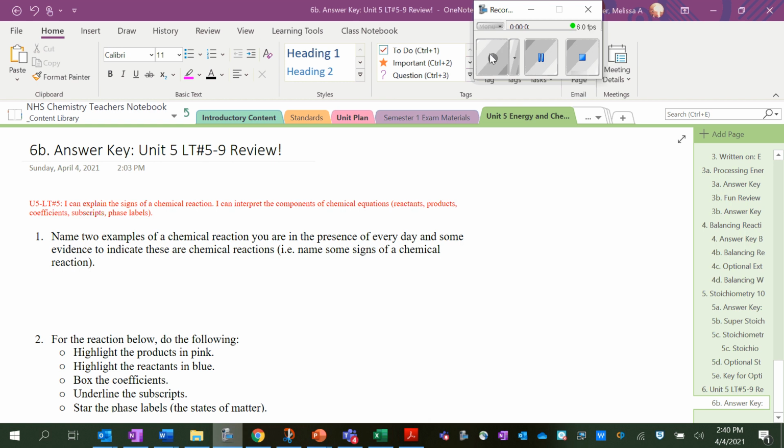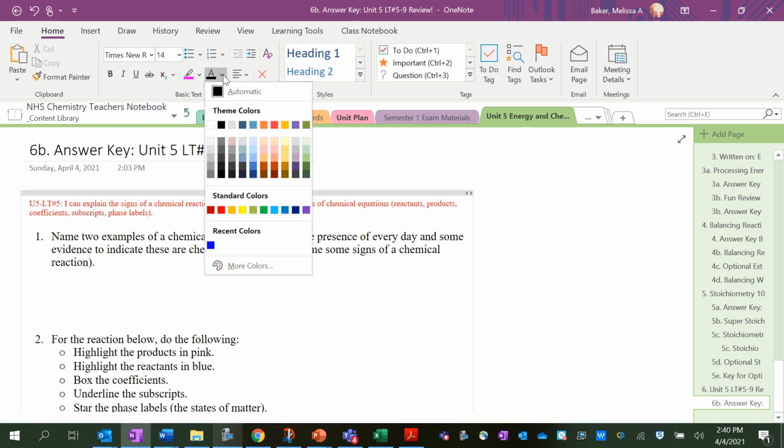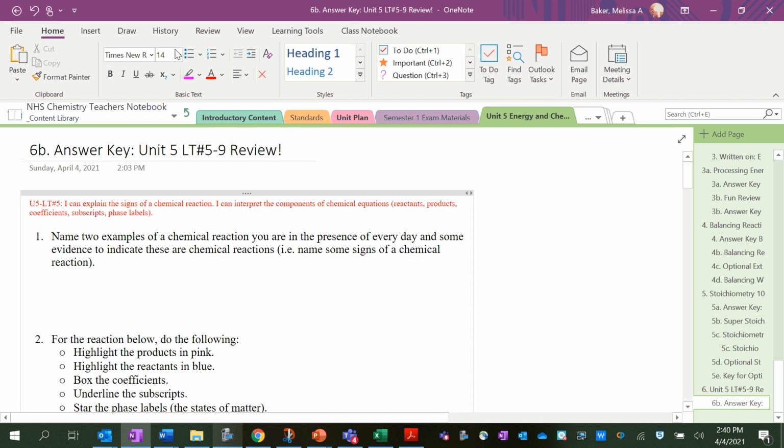Right, let's do this review of Unit 5, Learning Targets 5 through 9. So the first learning target is: I can explain the signs of a chemical reaction. I can interpret the components of chemical equations, like the reactants, the products, the subscripts, the coefficients, and the phase labels. So first question, name 2 examples of a chemical reaction that you're in the presence of every day, and some evidence to indicate that these are chemical reactions.